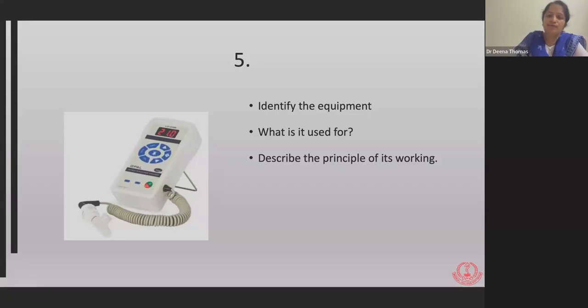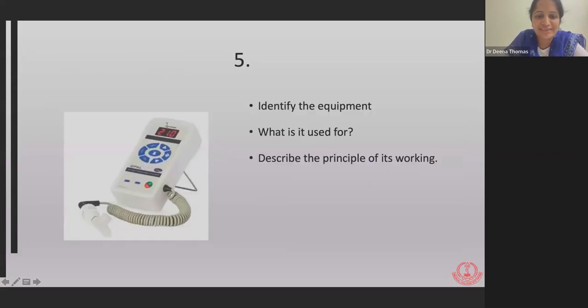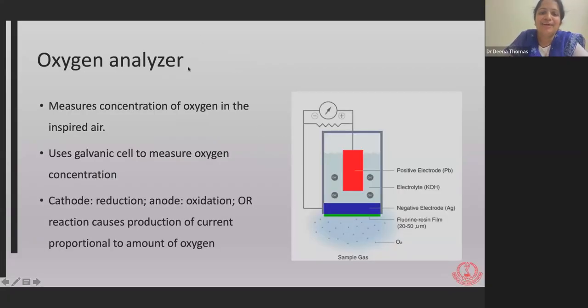I think there is a confusion in a few of them. One of them has said FiO2 measure, an oxygen calibrator. I would like to call it an oxygen analyzer. There is a hint actually. If you can see, it is written 21.0. So it is the oxygen analyzer.